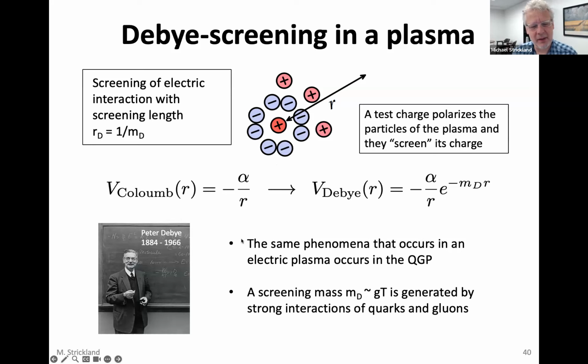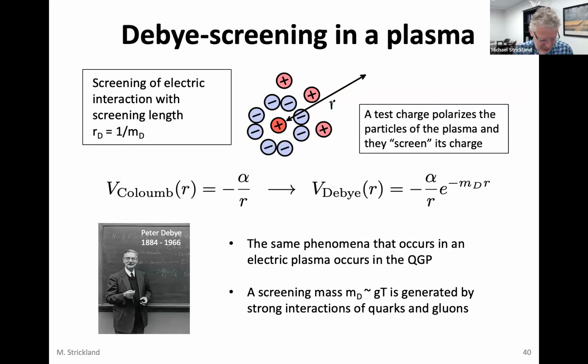The effect mathematically is that the potential that I would have in vacuum, in this case for electromagnetism, which is a nice Coulomb force, gets modified to a Debye screened force, where there's some temperature dependent Debye mass, which is proportional to the coupling constant in the theory times the temperature, which turns off the interaction at long distances. So for distances larger than this Debye screening length, which is the inverse Debye mass, there's essentially no interaction between the quarks anymore.